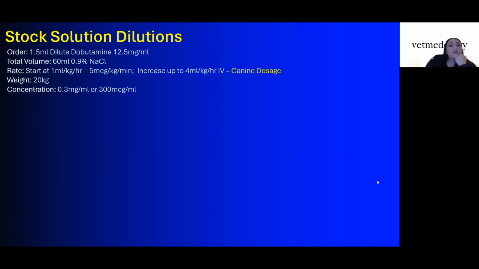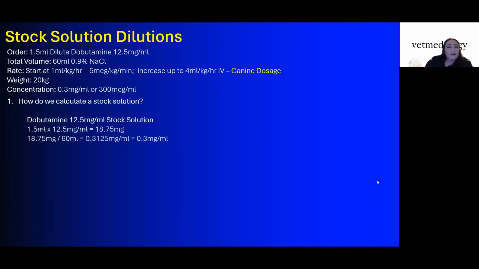Okay, so stock solution dilutions. The order is 1.5 mils dilute dobutamine, which is 12.5 mgs per mil. The total volume is 60 mils, 0.9% NaCl. The rate, we're going to start at 1 mil per kg per hour, which is equivalent to 5 mics per kg per minute. And you can increase it up to 4 mils per kg per hour IV for a canine. The weight is 20 kilograms. The concentration of this stock solution is 0.3 mgs per mil or 300 mics per mil.